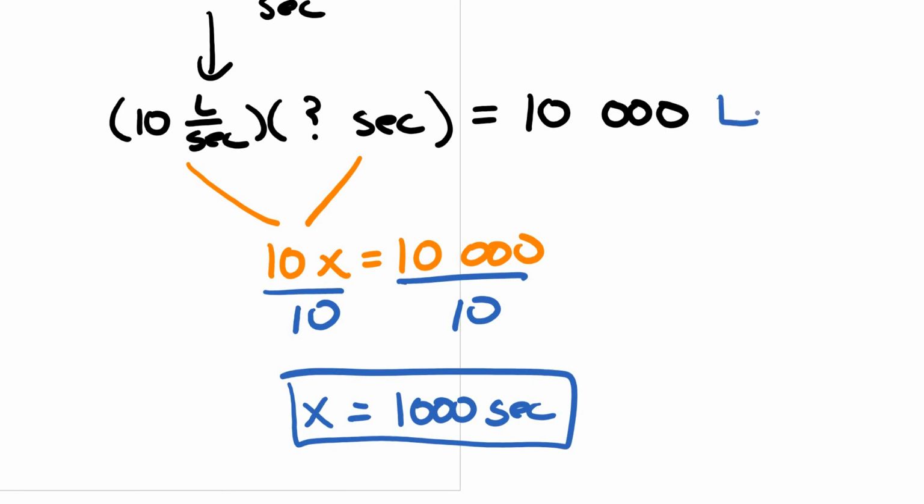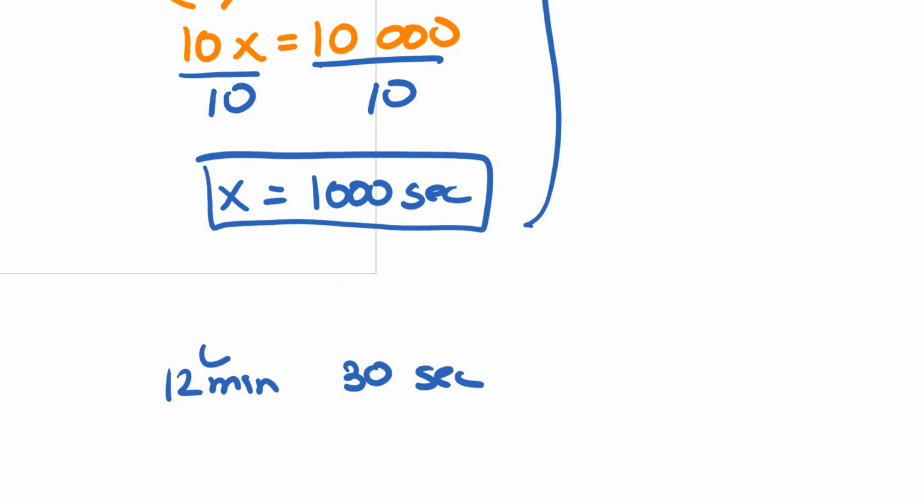Think about if that actually makes sense. If you're losing 10 liters per second and you turn on the valves for 1,000 seconds, 10 times 1,000 gives you 10,000 liters. So it takes 1,000 seconds to lose 10,000 liters if you're losing 10 liters per second. Once again, the back of the book probably won't have 1,000 seconds, so if you divide this by 60, you can change this into minutes.